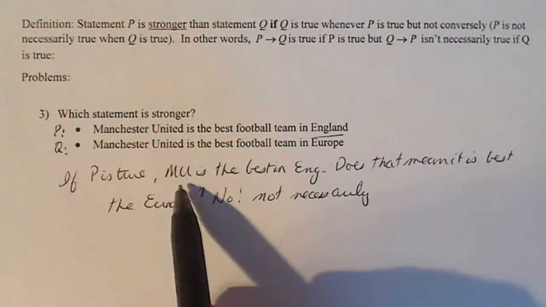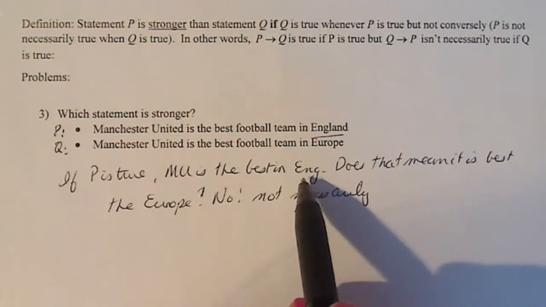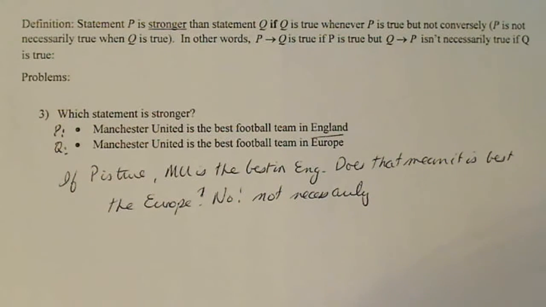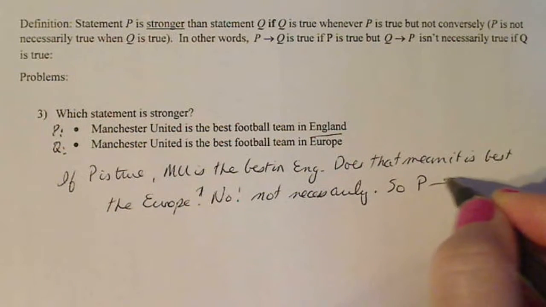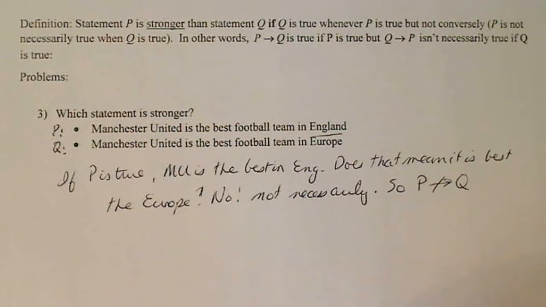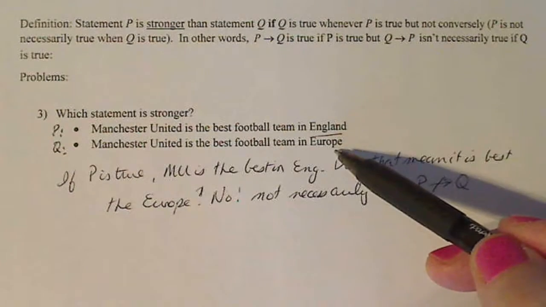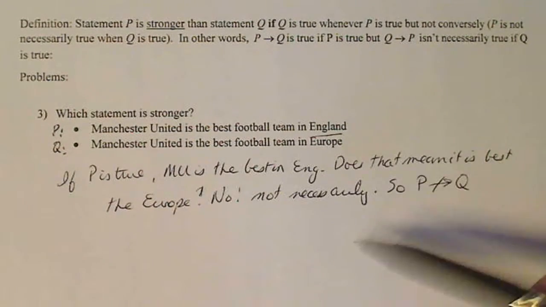So if P is true, that means Manchester United is the best in England. Does that mean it's the best in Europe? Not necessarily. I mean, it could be, but we don't know for sure. There could exist a team in Germany or France or Spain that is better than Manchester United. So we can say definitely that P doesn't automatically imply Q, because there could be a team in Europe that's better than Manchester United.